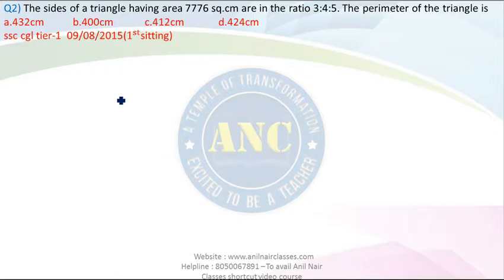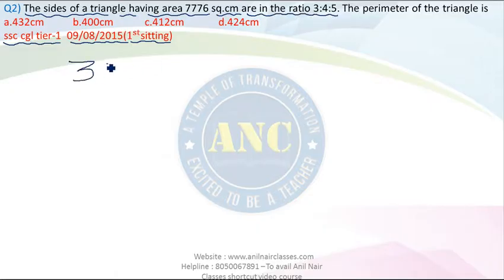Please see the next question. SSC CGL Tier 1 question in the year 2015. Now see here. The question says, the sides of a triangle having area 7776 square centimeter are in the ratio 3:4:5. Again, the sides are given in terms of ratio as 3:4:5.